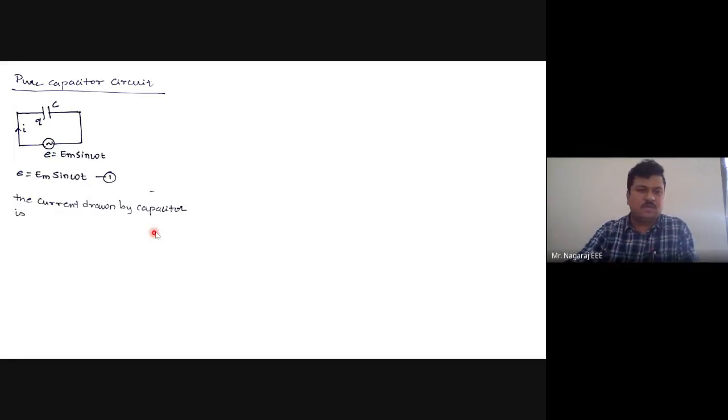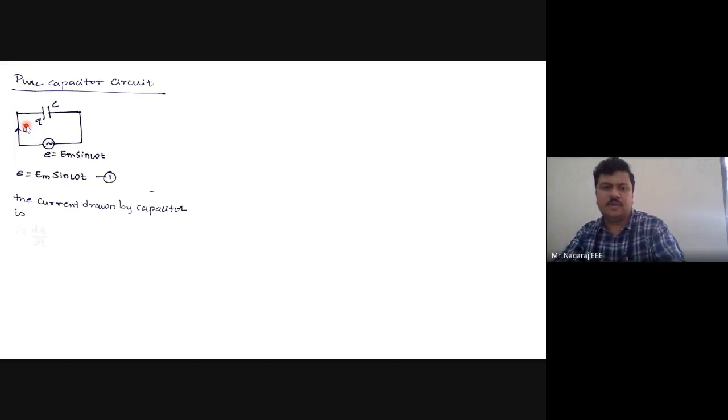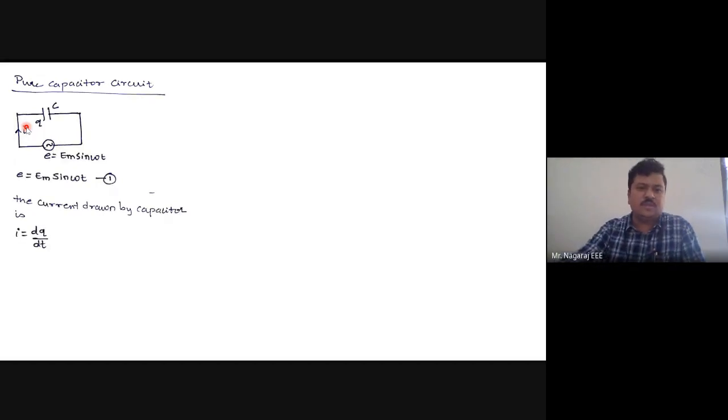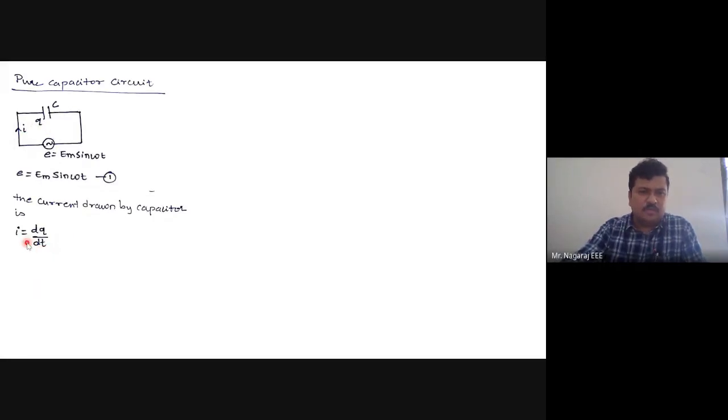The current drawn by the capacitor: when I apply this voltage, a current flows in the circuit. Now what is the value of current? What is the amount of current drawn by this capacitor? It is given by dq by dt, because current is very simply known as the rate of flow of charge. So i equals dq by dt.